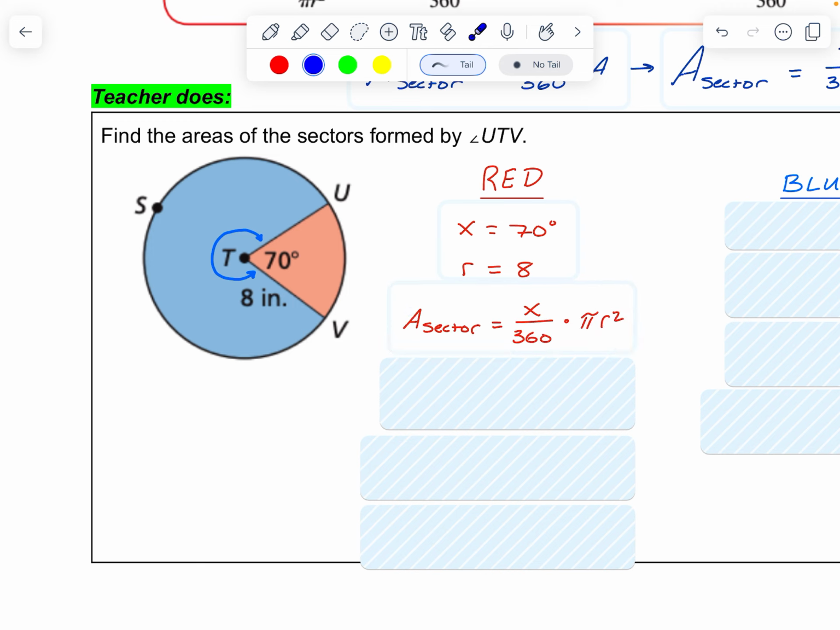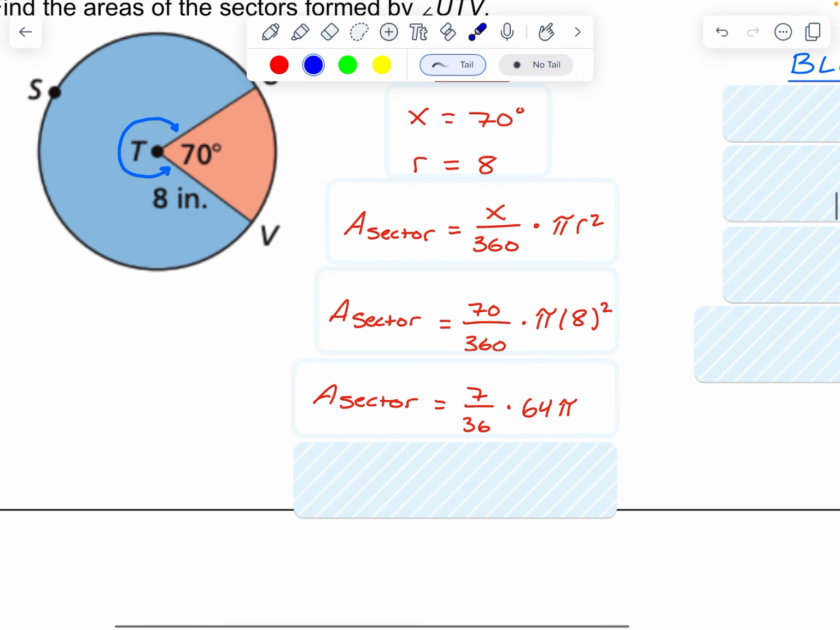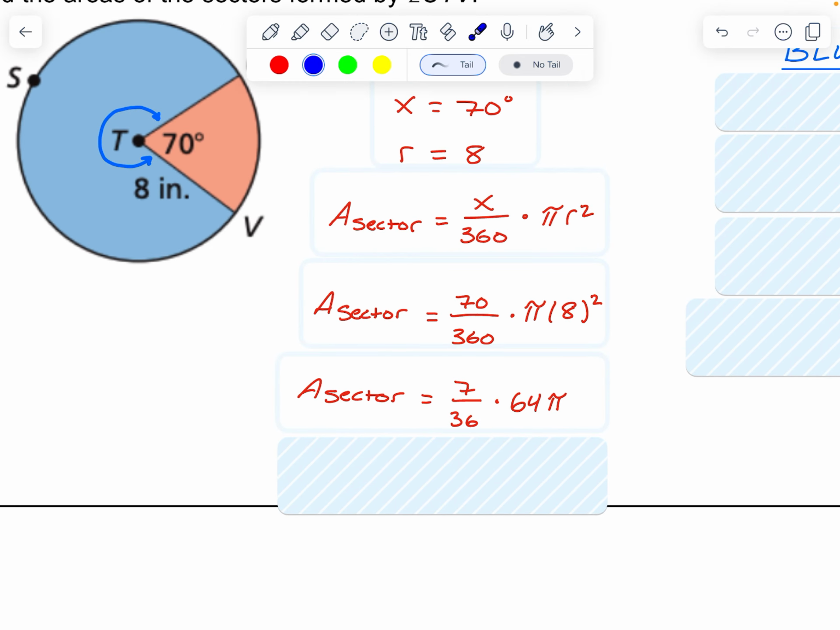Area of that sector is equal to x over 360 times pi r squared. Substitute. My x is 70, my r is 8. 70 over 360 times pi times 8 squared. 8 squared is 64. 70 over 360 is 7 over 36.